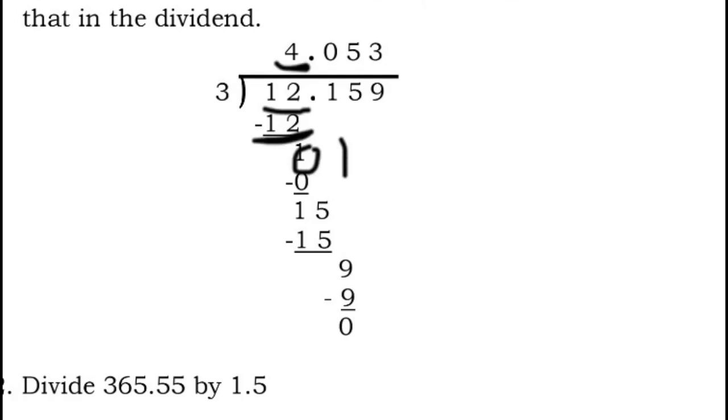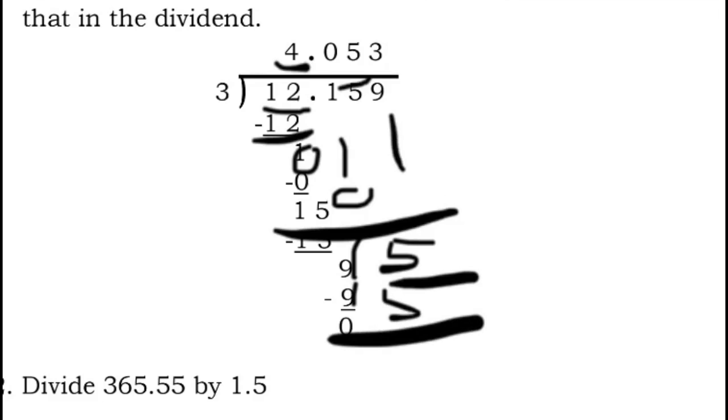1 divided by 3 is 0. Then 0 times 3 is 0. 1 minus 0 here is 1. Okay. Then bring down 5. 15 divided by 3 is 5 in here. Then 5 times 3 is 15. So bring down 9. 9 divided by 3 is 3. So 3 times 3 is 9. This is equal to 0. So the answer here is 4.053. So the decimal point is just the same.